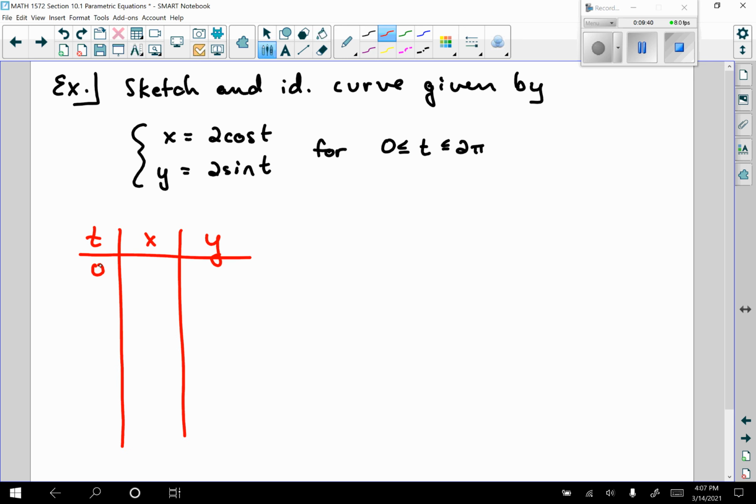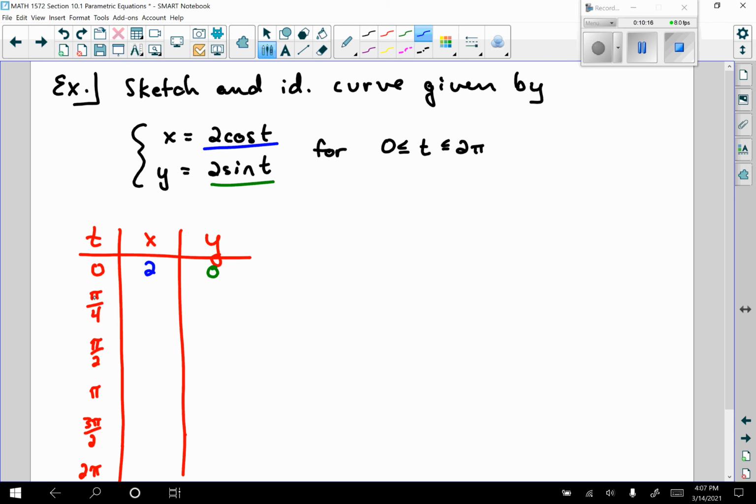So we'll go 0. Let's go pi over 4, pi over 2, pi. We'll even do 3 pi over 2. And we could even fit 2 pi in here as well. All right, so x again is 2 cosine t. So cosine of 0 is 1. 1 times 2, that's going to give us 2. Y is equal to 2 sine t. So sine of 0 is 0, so it's going to give us a 0.